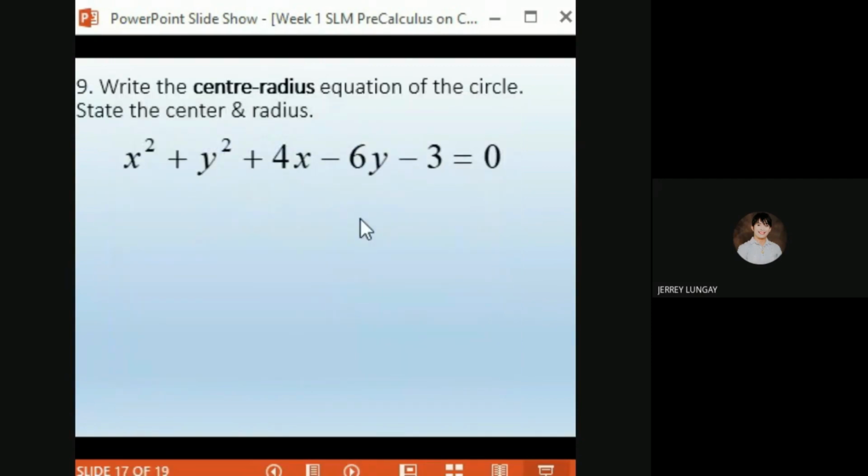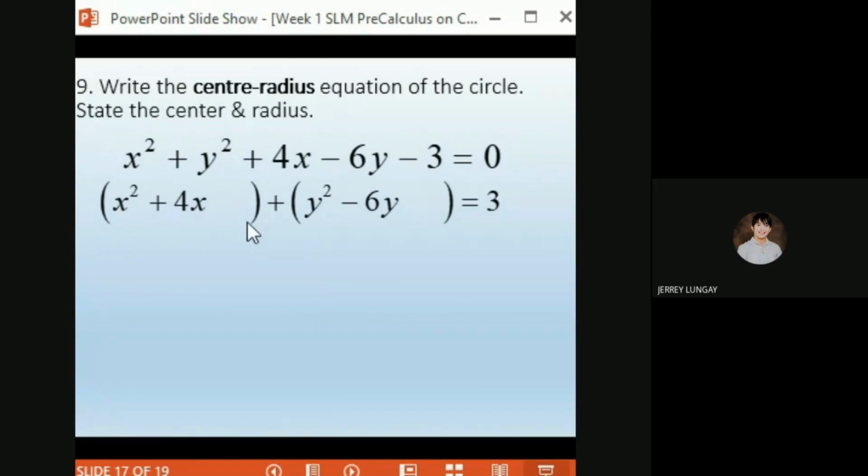So, back again to example number 9, converting general to standard. Pinakauna, i-combine ang x og x og si y og si y. Unya, kaning negative 3, since this is constant, we will move this one to the right-hand side. But the negative 3 will become positive 3. We will be able to complete the square for x and y as needed.